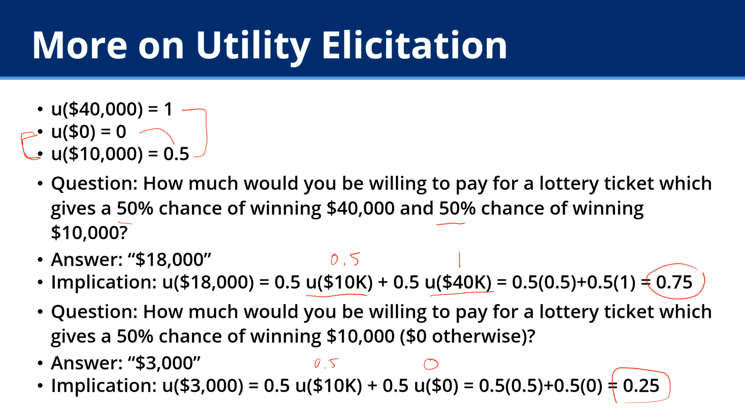And we could keep going, right? We can figure out values between, for example, $3,000 and $10,000, and again from $0 to $3,000. There are intermediate points. We can keep going if we wanted to.